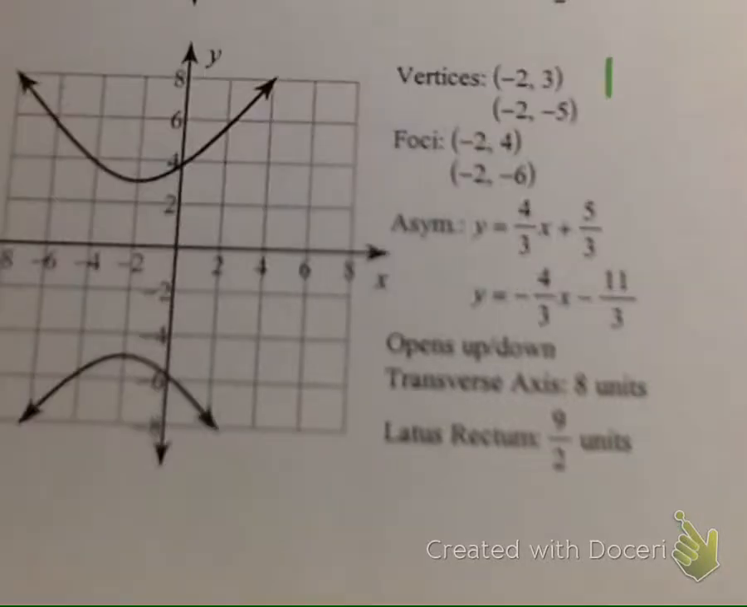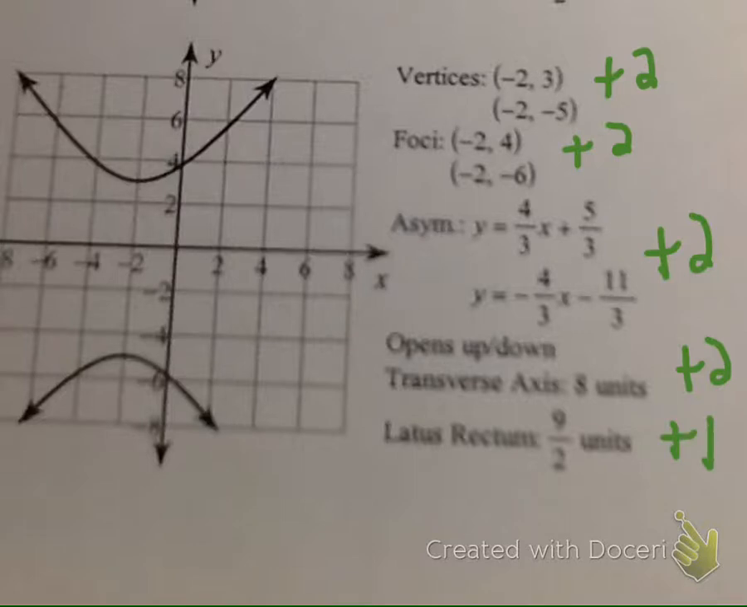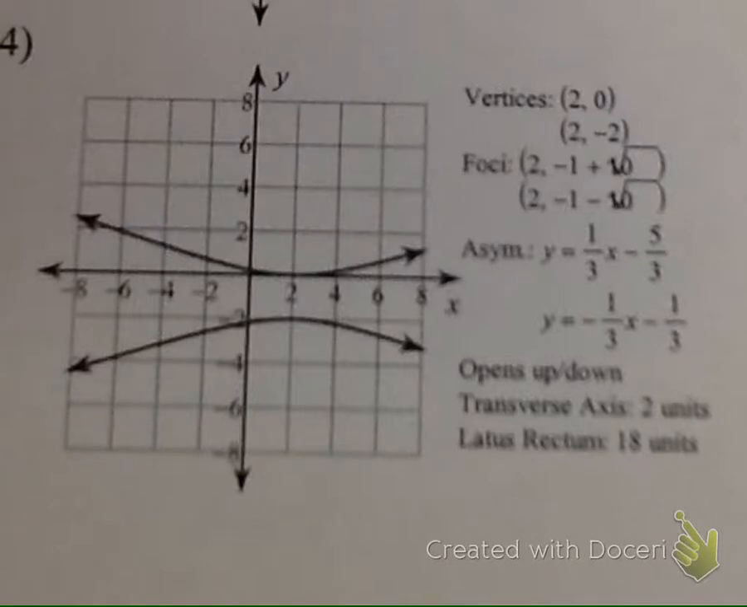Number 3, vertices are 2, foci 2, asymptotes 2, transverse axis is 8, latus rectum 9/2. Why did I write 2 here? That's just 1. 8 points again. And the last one here, vertices 2, 2, 2, 1, and 1. You did 4 homework problems, and they were each worth 8.